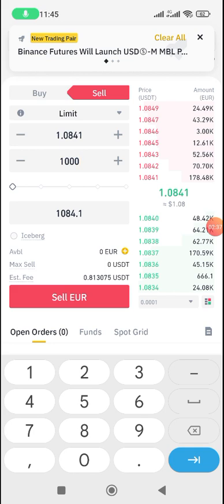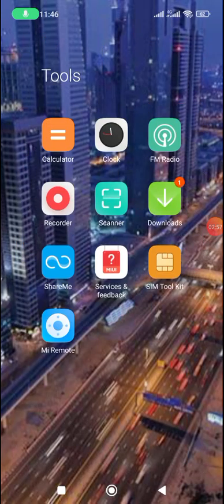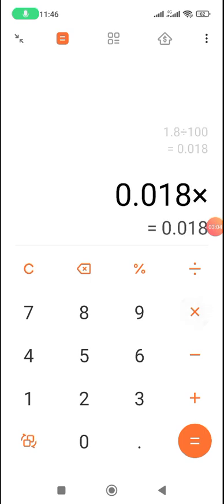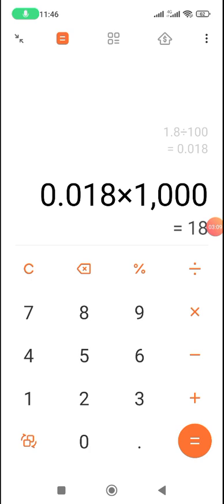Let's say you fund 1,000 euros into your Binance account. If you're using that deposit option, you're not buying from P2P first. If you buy with card, they will charge you 1.8%. So 1.8 over 100 multiplied by 1,000 means you're going to be losing 18 euros to it.